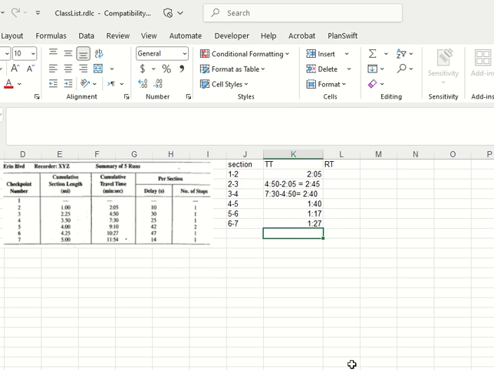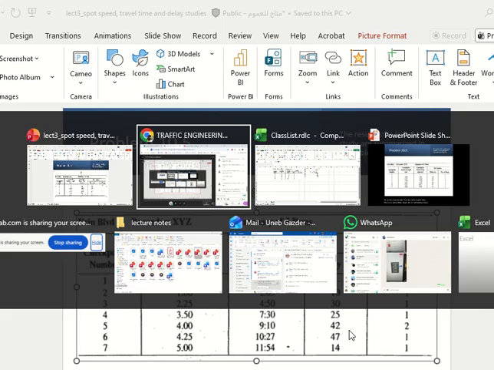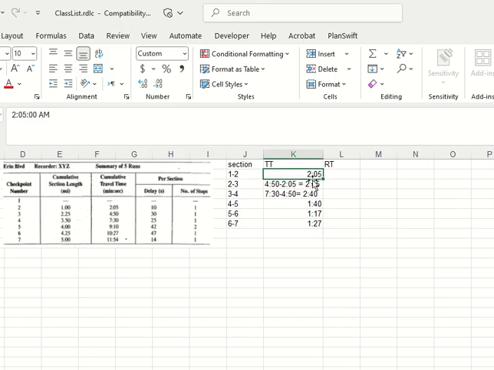Yes, I'm here. Now for running time. Running time means travel time minus delay. This is my travel time and the delay is given here. These are my delay values. So I will subtract them from the travel time. The first one is 2 minutes 5 seconds and 10 seconds of delay.